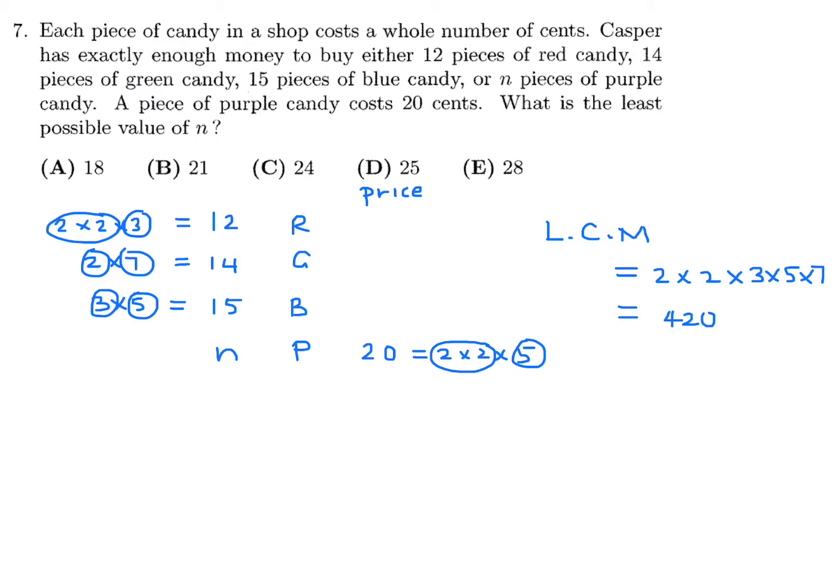So now to get the price, I just divide 420 by the number of pieces. When you do, this is 35. 420 divided by 14 is 30. 420 divided by 15 is 28. And then for purple, I just divide 420 by the price to get n. And 420 divided by 20 is equal to 21. So n is 21. So number 7, the answer is B.